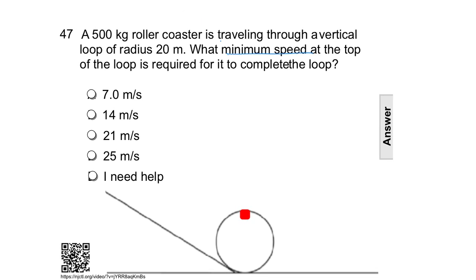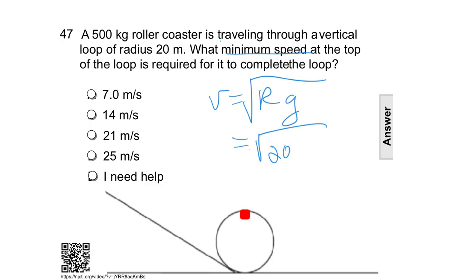Okay, when they have minimum speed, that's really easy. V equals square root of RG. R is 20. You don't need the mass. It doesn't matter. Times 10. So you get 14.1 meters per second.